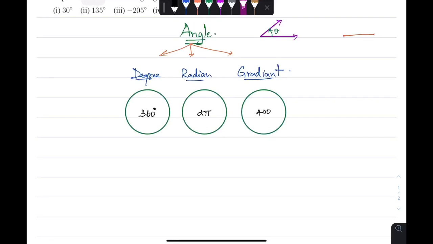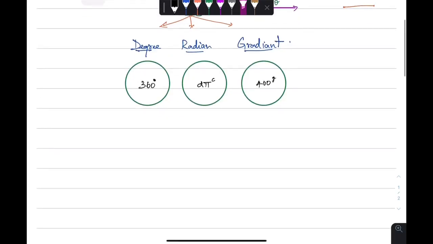The way to represent degree, you know that, and for radian you put C, and for grad you put G. Good. So let me put it again: 360 degree is equal to 2 pi radian, which is equivalent to 400 grads.